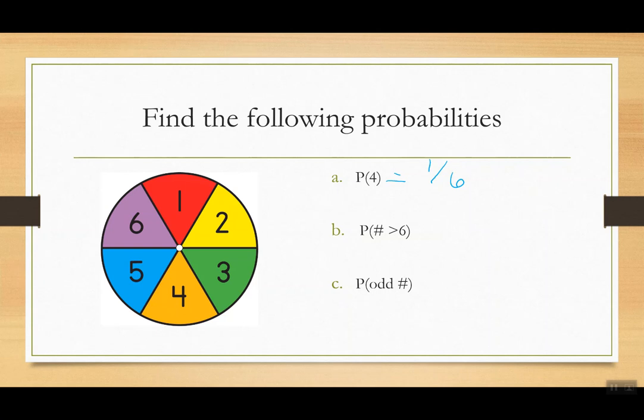Now the next question says, what's the probability the number is greater than 6? Well, when you look at the spinner, all of the numbers are less than 6. So this says there are 0 ways out of the 6 choices to get a number greater than 6, so I want to say the answer is 0.